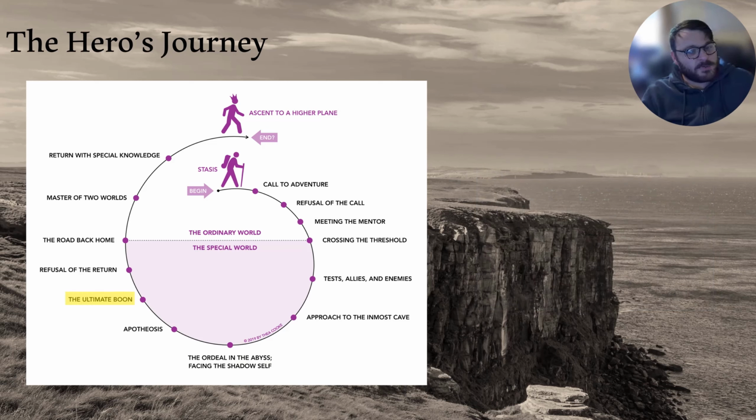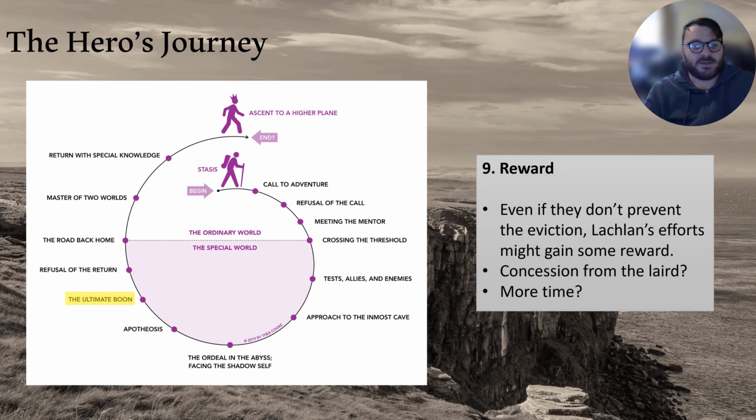And then we come to step 9, which is the reward, or the seizing of the sword. So this is after that confrontation has taken place. Even if they haven't managed to prevent the eviction, Lachlan's efforts might yield some reward. It could be a concession from McTavish. It could be a raising of broader awareness and support of their plight. Or it could simply be the undeniable proof of the community being united and having that united front and united spirit.